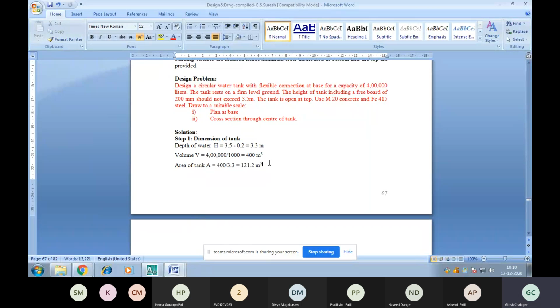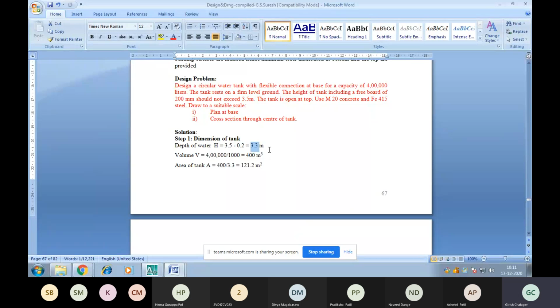Next, they have given the height of the tank, that is the total height including freeboard. So the total height of tank is 3.5 meters. In this, they have given 200 mm as the freeboard. So inside the tank, 3.3 meters height of water can be stored. The volume is 400 meter cube, and the height of water to be stored is 3.3 meters. So the area of tank is 400 divided by the height 3.3. We get the area of tank as 121.2 meters square.